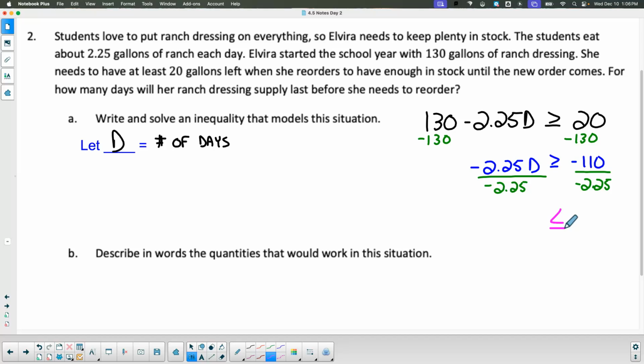110 divided by 2.25 is how much? 48.889, 8 repeating. Okay. So will they have enough ranch for the 49th day? No. So that means that our final answer would be 48. D is less than or equal to 48 days.